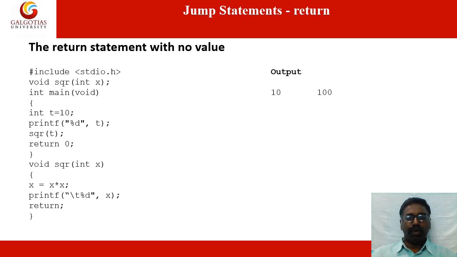You can see the output. This first 10 is appearing here by means of the print t, which is given in the main, and then the 100 is printed here by means of printing x into x. That x value is printed here, that's why 10 100 is printed.